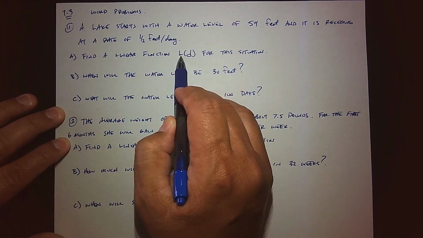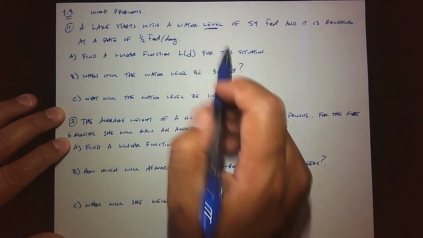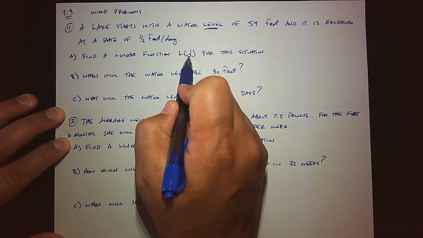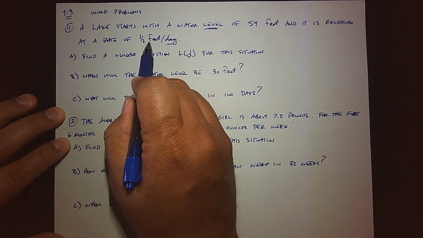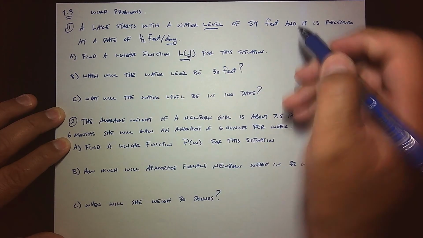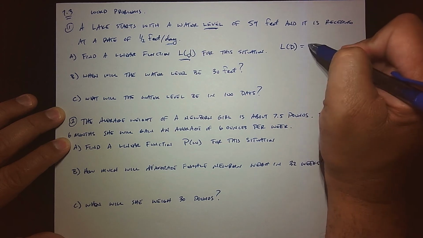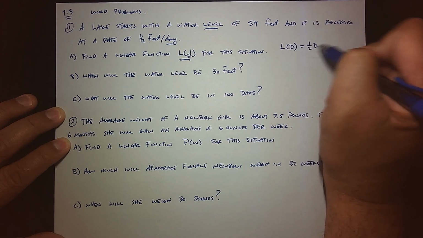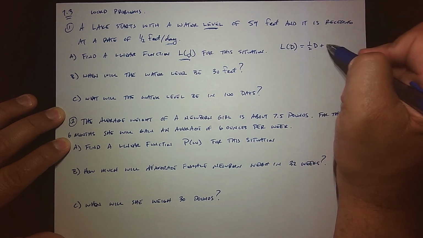In this case, L is the level, right? So I've given it a function name. We're talking about the level of the lake. And then what does it depend on? Well, it depends on what day we're at. Each day it's dropping a half a foot. So it's actually dropping pretty fast. So what's the function? Well, again, we know that what we want is 1/2 D, right? Oh, excuse me. I'm already coming up with the answer.